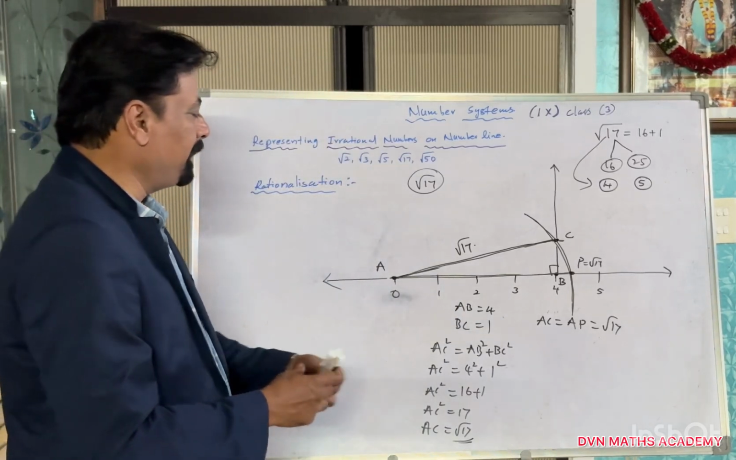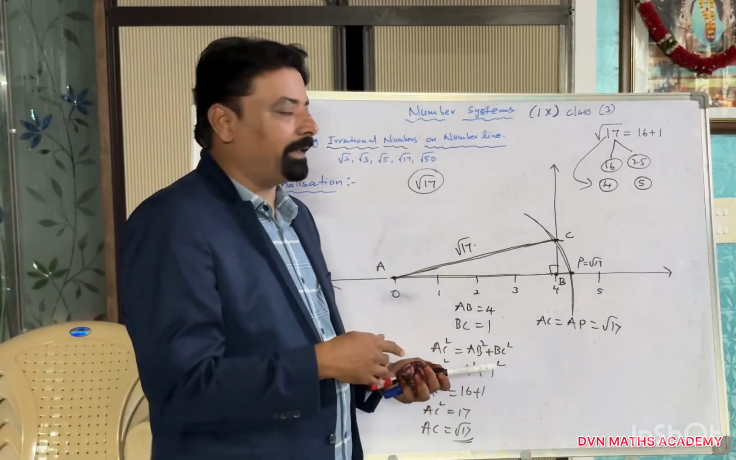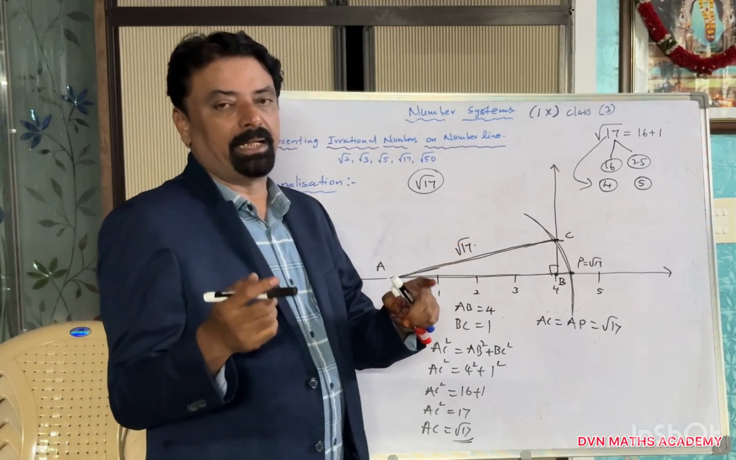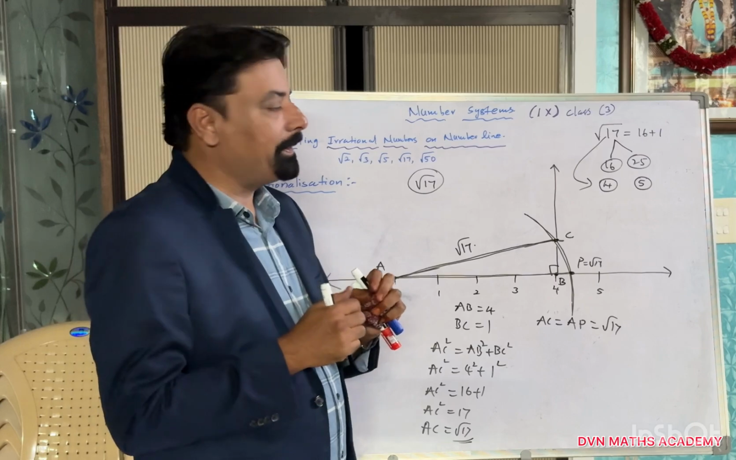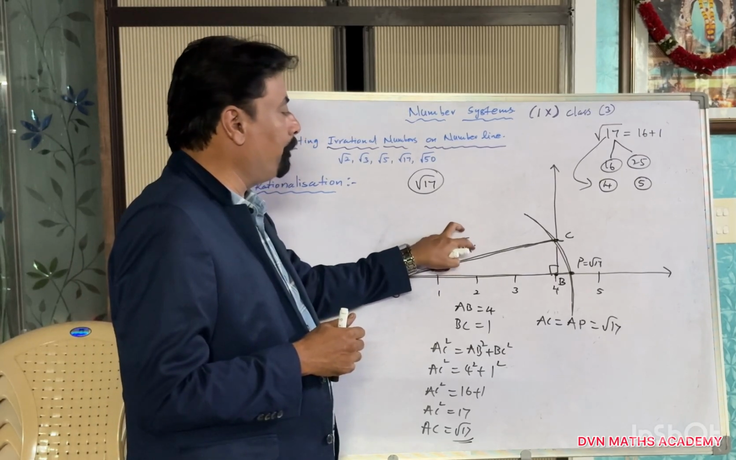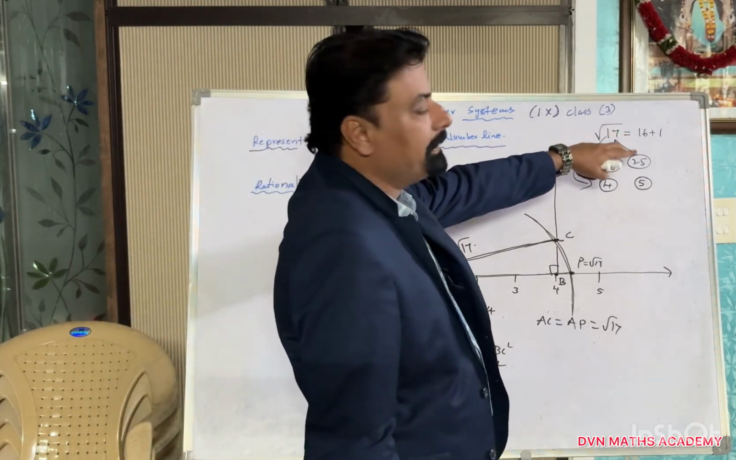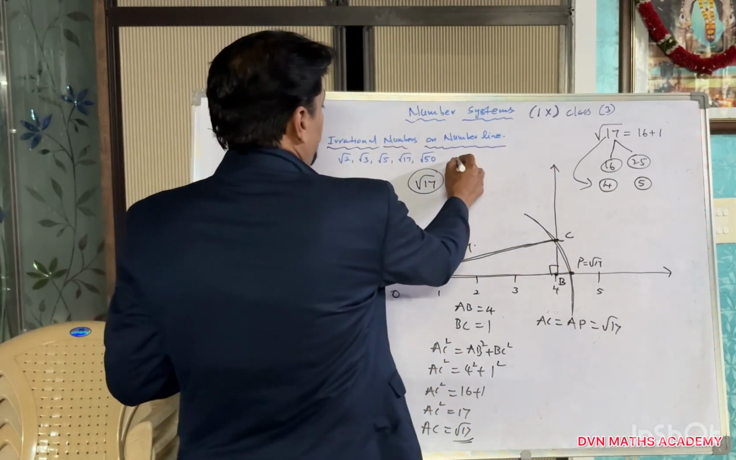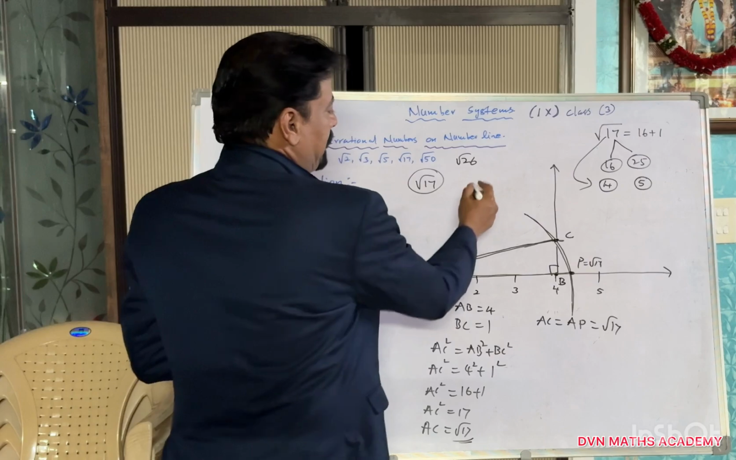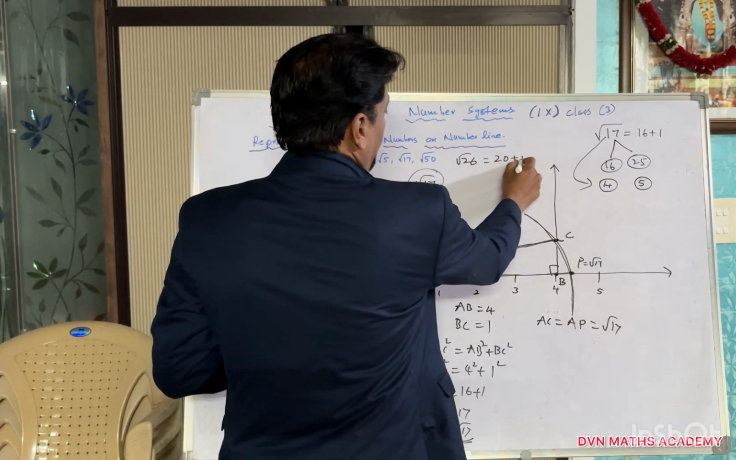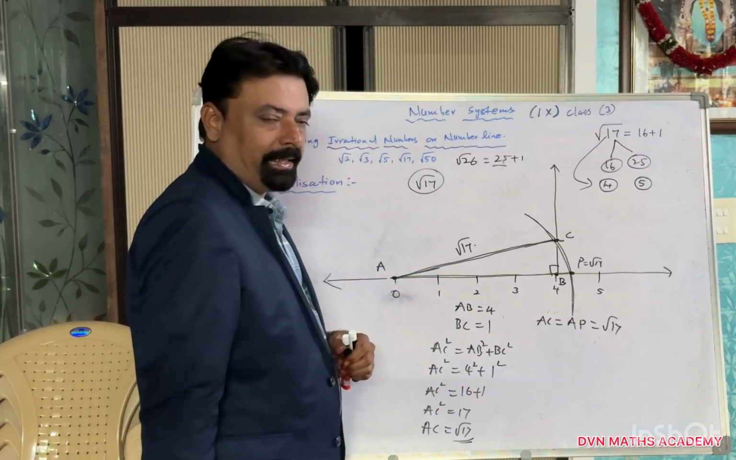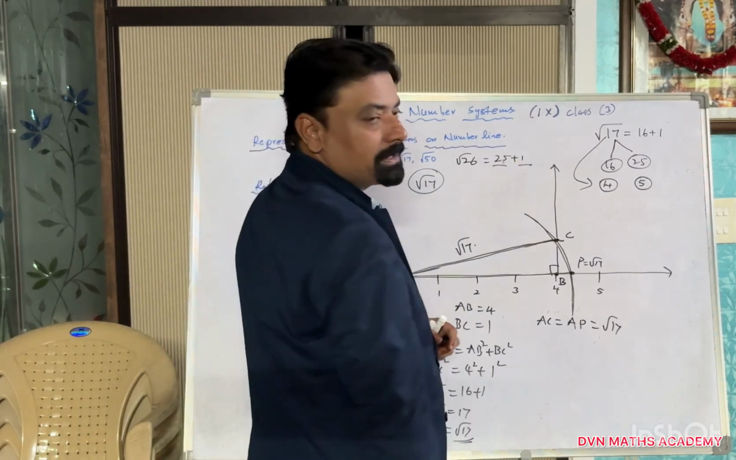If you construct root 17 by using the spiral method, it will take so much time. But some numbers you can represent on the number line by using a single step. By making that number the sum of two perfect squares, it is easy to represent on the number line. For example, if you want to represent root 26, I can write 26 as 25 plus 1, because 25 is a perfect square and 1 is also a perfect square number.